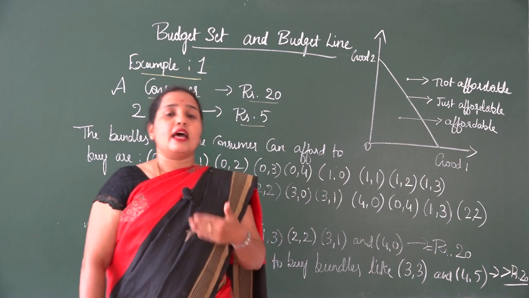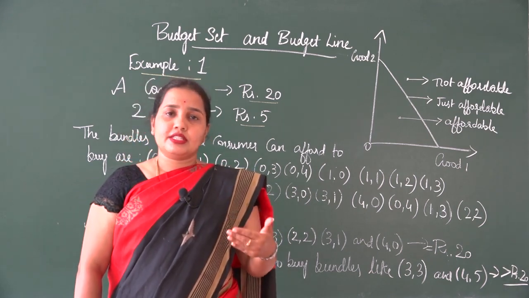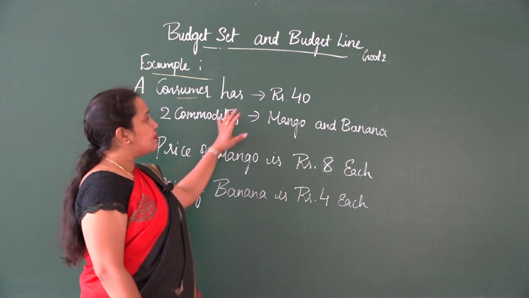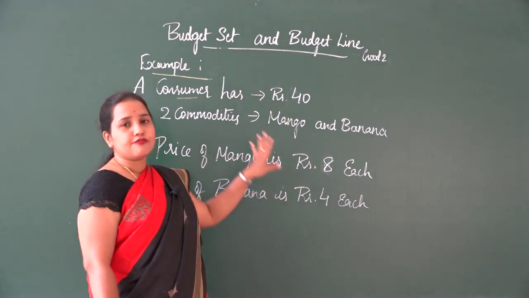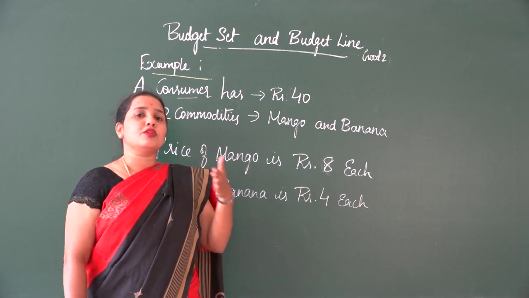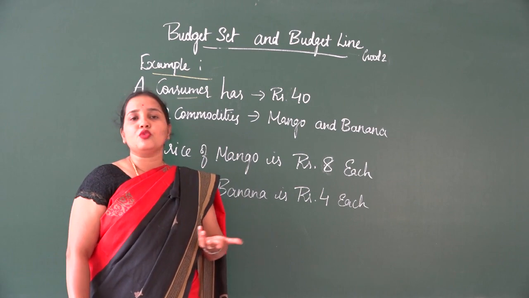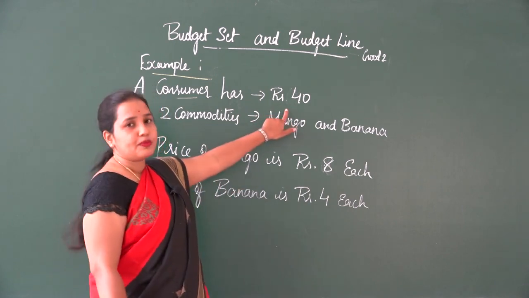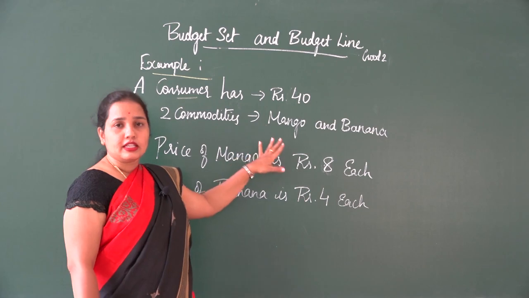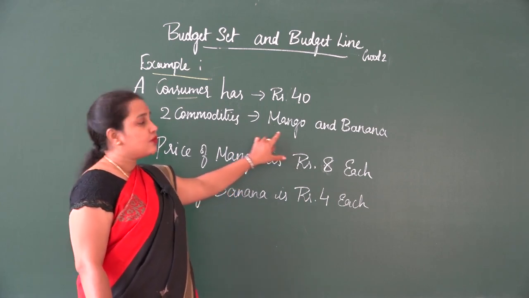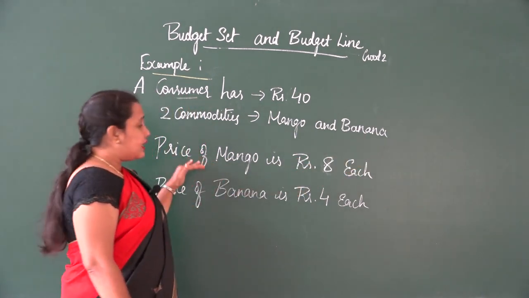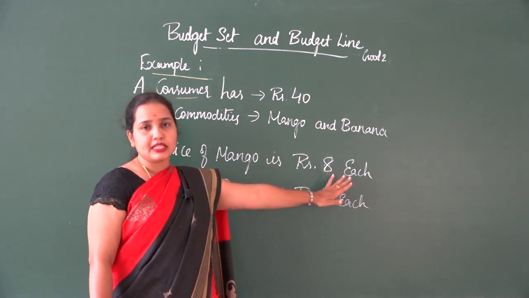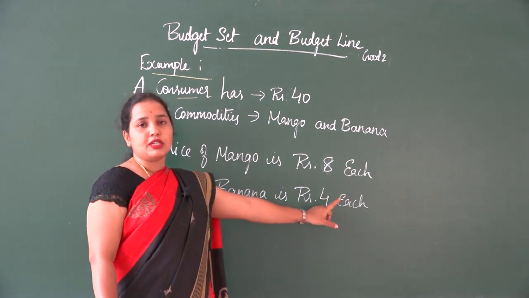Let us also consider another example of how we derive the budget set and budget line. Here in this example, let us assume that a consumer has a fixed money income of rupees 40. In the earlier example, we had taken a consumer who had rupees 20 to spend on 2 commodities. The 2 commodities that we are taking as an example here are 2 fruits, mango and banana. The price of mango is assumed to be rupees 8 each, and the price of banana is assumed to be rupees 4 each.